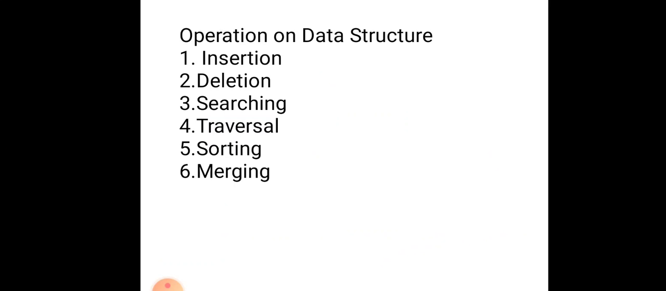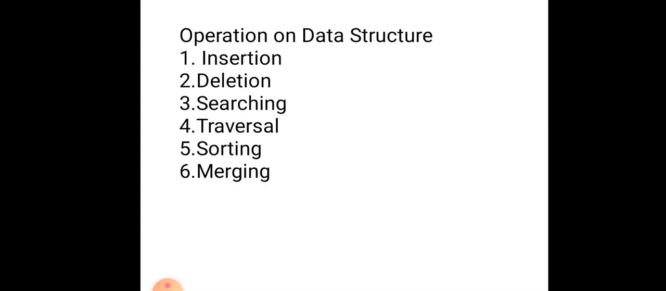inserting an element or adding a new element in a data structure. Deletion means removing an element from a data structure. Then searching involves searching for a specific data element in a data structure. Traversal of a data structure means processing all the data elements of it one by one. Sorting means arranging data elements of a data structure in a specific order.